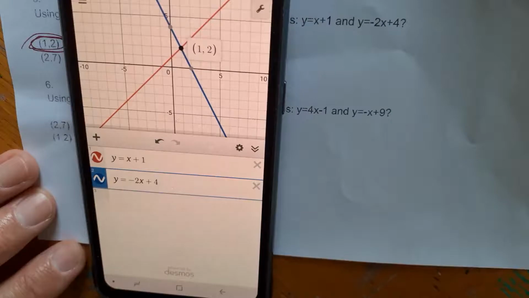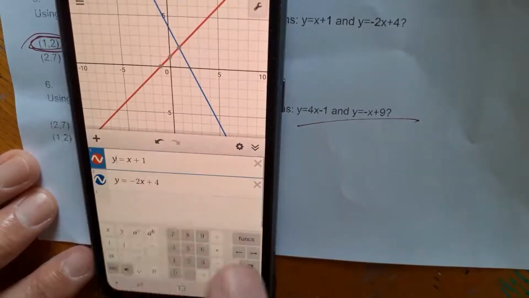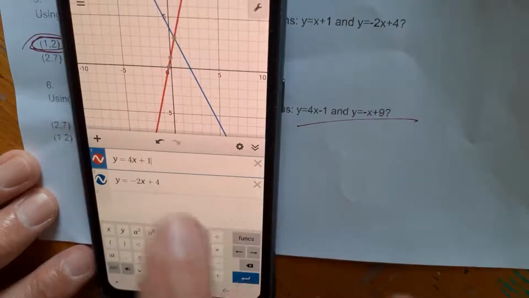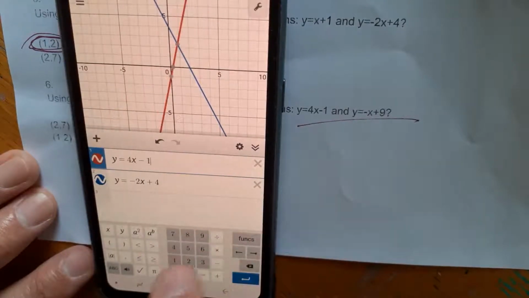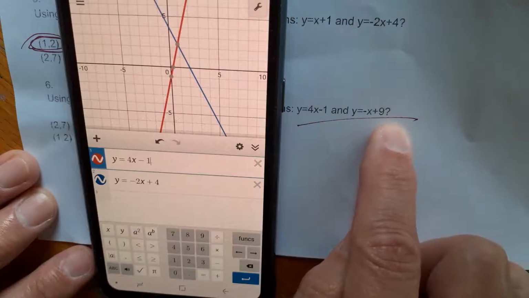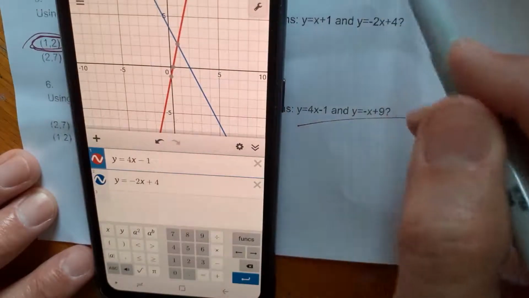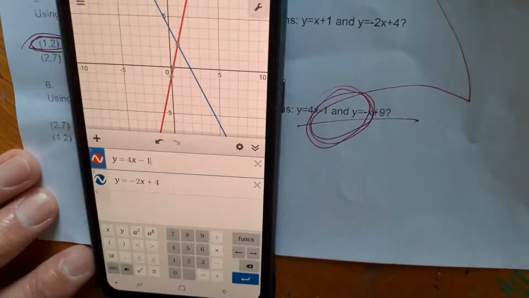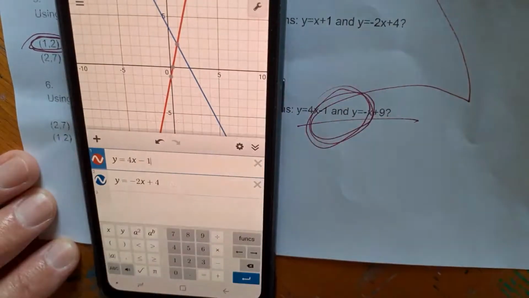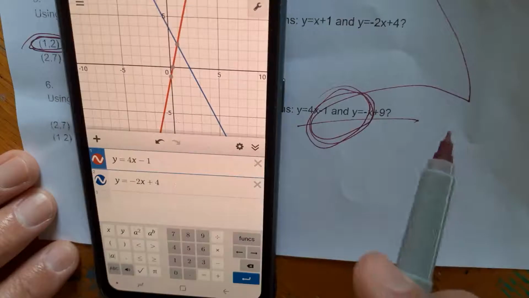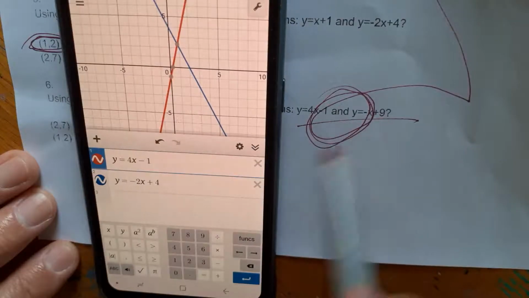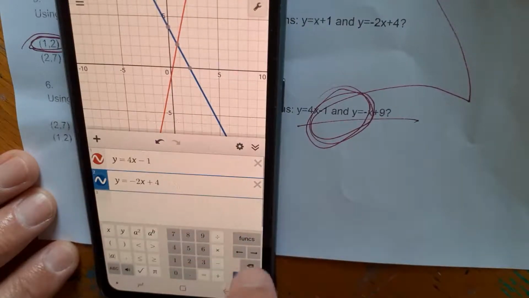All right. Can you see all that? Pretty much. Now I'm going to do the next set here. Let's do 4x minus 1, put a 4, make this minus 1 again, make this negative x plus 9. Looks like this one right up here. These look the same to me. 4x minus 1 and negative x plus 9.